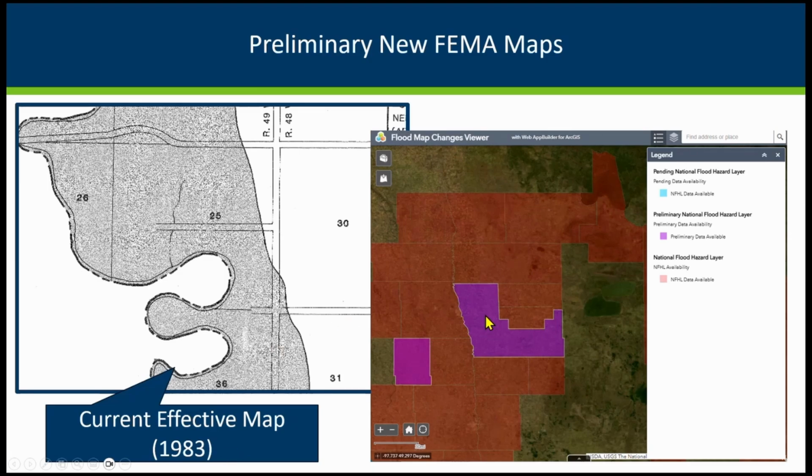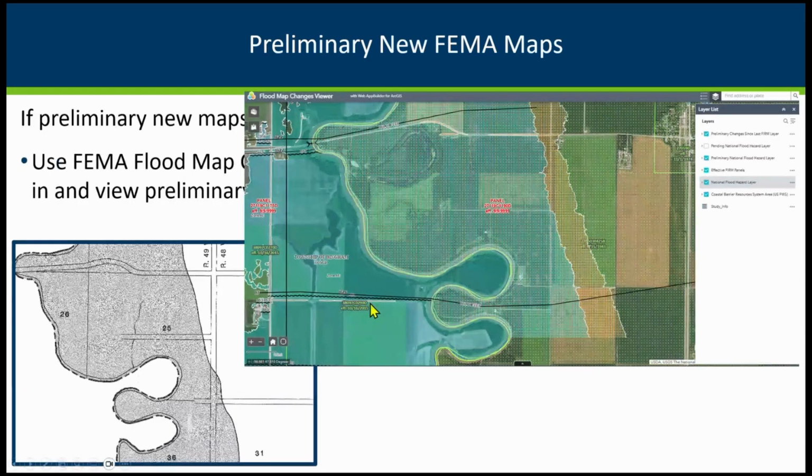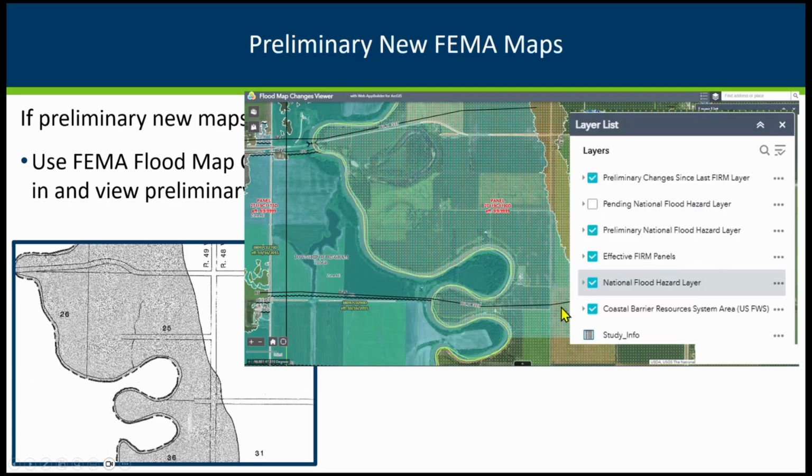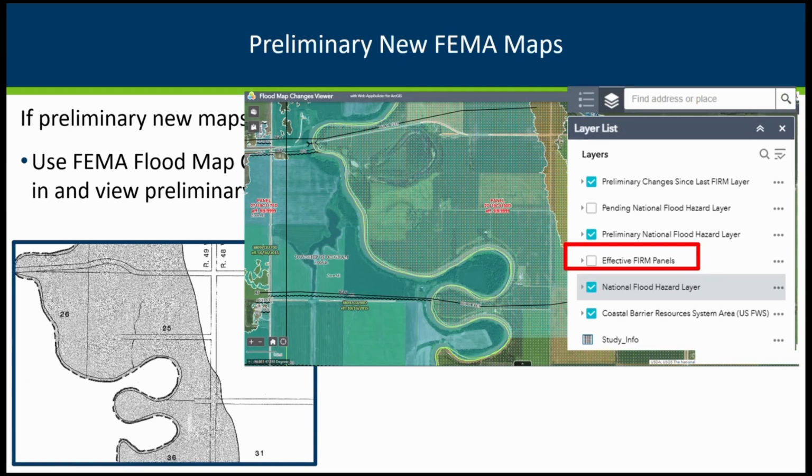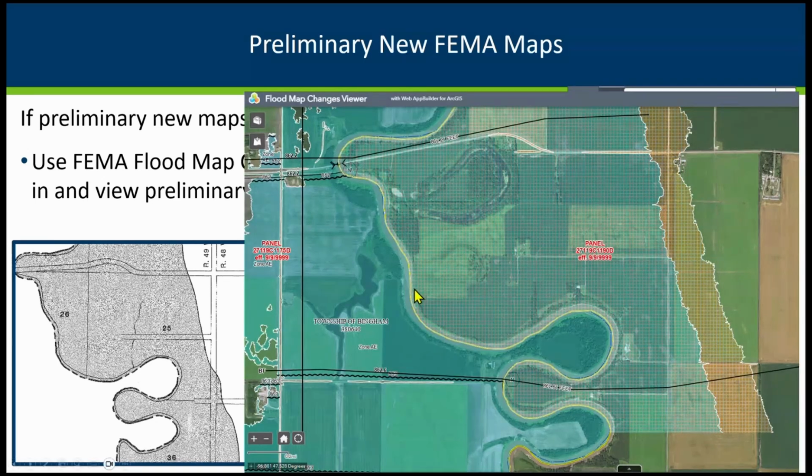So let's zoom in on the new preliminary maps and see what data we have. I look here, I'm in the same general area, and I'm seeing the preliminary new mapping here. There are these dots on the map because we don't have a current digital map. We don't have a current map layer here. So we're going to zoom in and turn off the effective FIRM panels to make those dots go away. So now those dots are gone and we can look more closely.